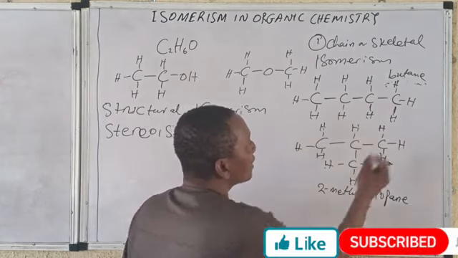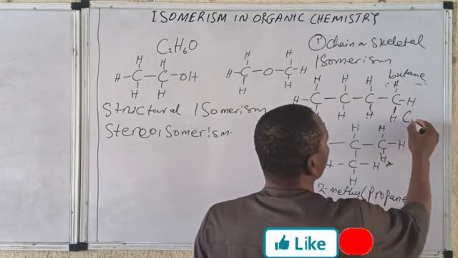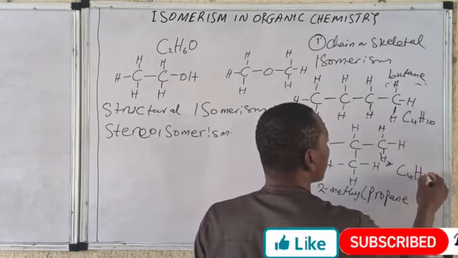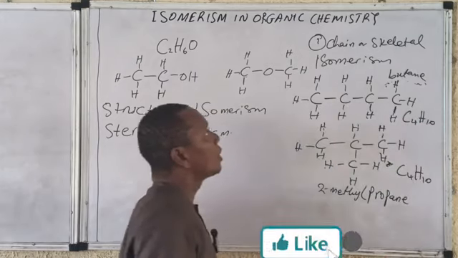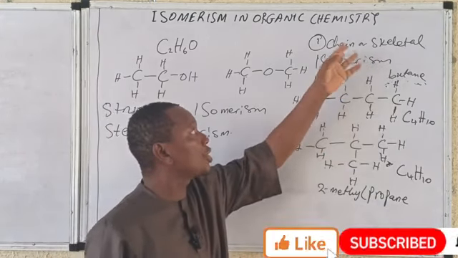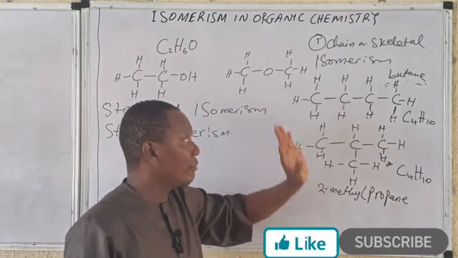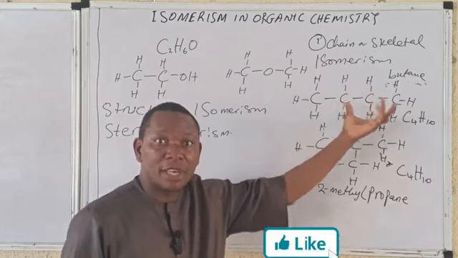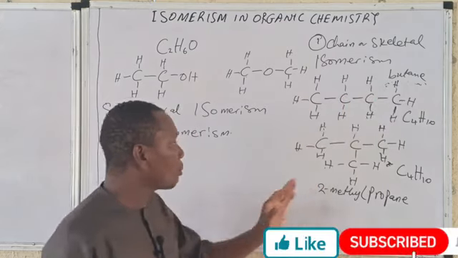So you realize that this is C4H10, and this is C4H10. So this kind of isomerism is what we call skeletal or chain isomerism. Very simple. The change is actually in the main carbon chain. All right, so please take note of that.